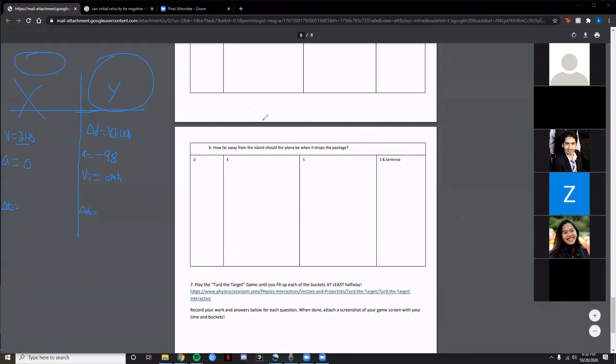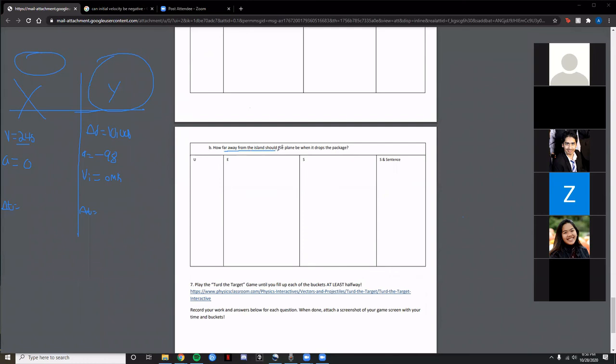How far away? You're solving for delta D. I think we're solving for range. Yeah, range. We're looking for x direction.